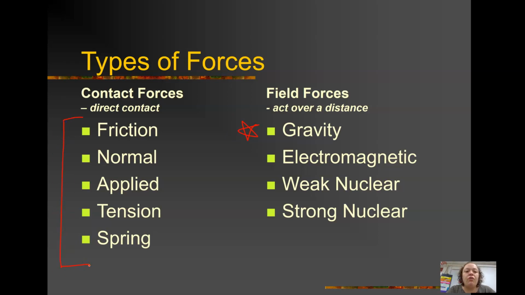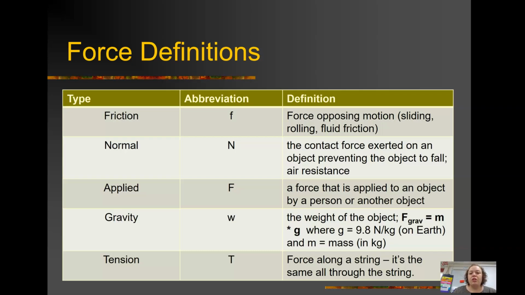Contact forces are from different objects that have to be touching. So we've got friction, normal force, applied force, tension, and spring force. Let's see what those definitions are. Friction is opposite motion: sliding, rolling, fluid. Basically, if you are pushing this way, friction acts opposite. If you are falling down because of the force of gravity, air resistance is pushing you up.